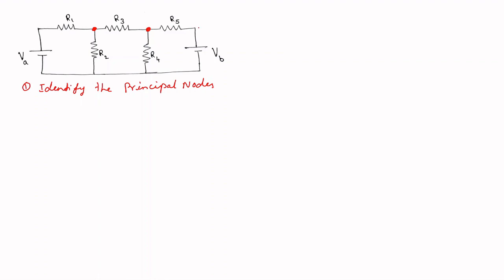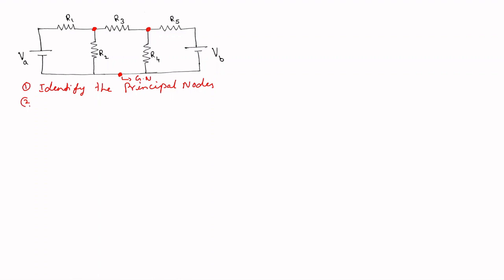This node where R5 and VB are connecting is called a simple node. So you need not consider that now. And this is a node where VA, R2, R4 and VB all are getting connected. And this node is a ground node.